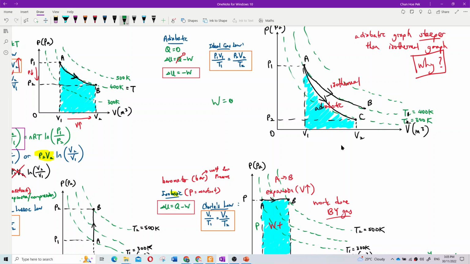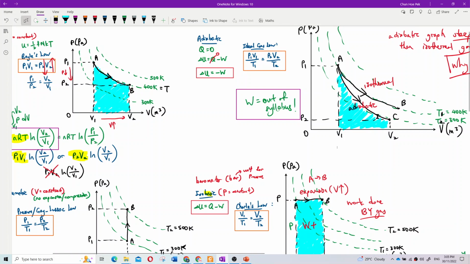This one is not in the syllabus. This time it is the work done for adiabatic. Work done of adiabatic is out of syllabus, so you don't have to worry about finding the work done for adiabatic. Understand?